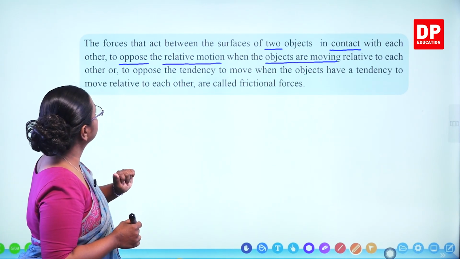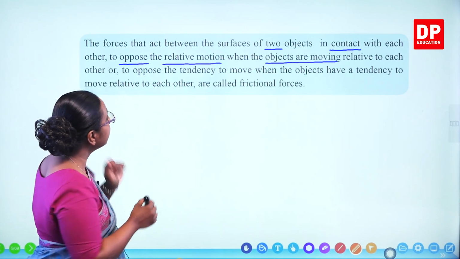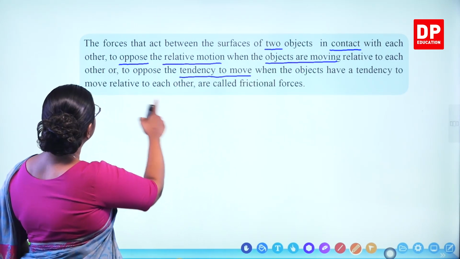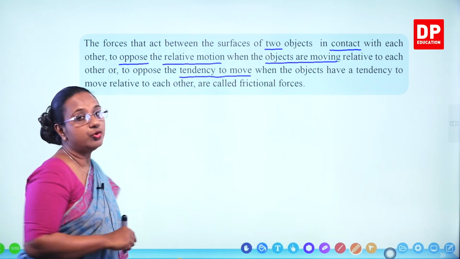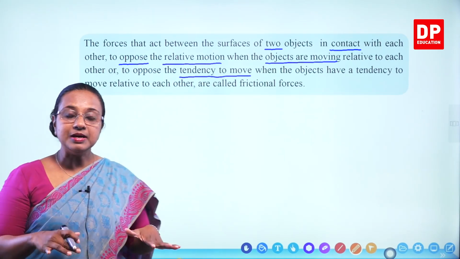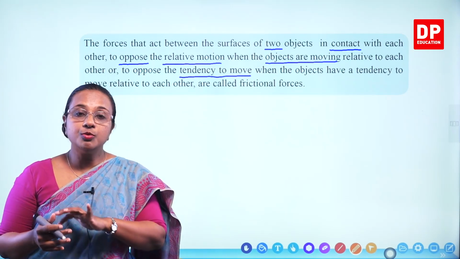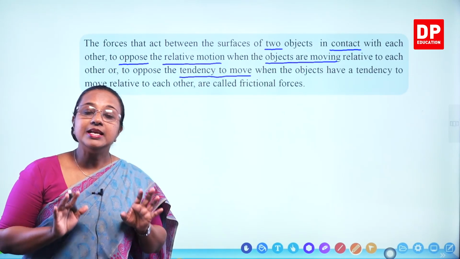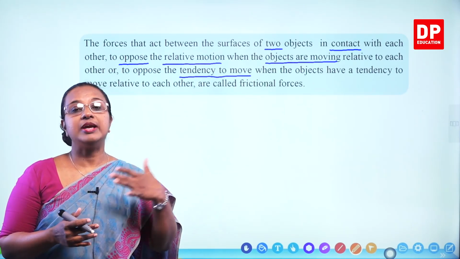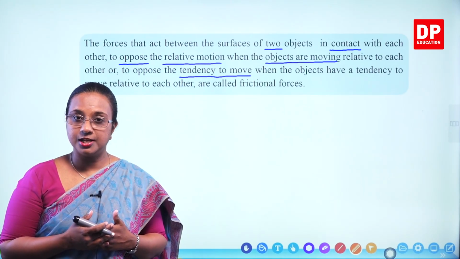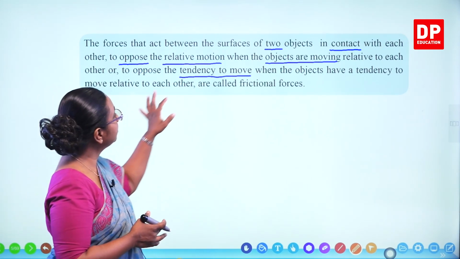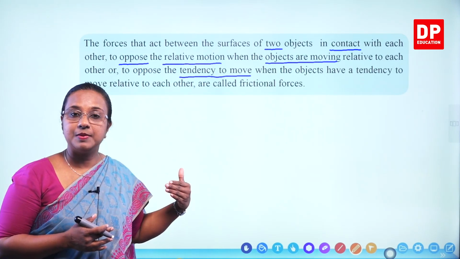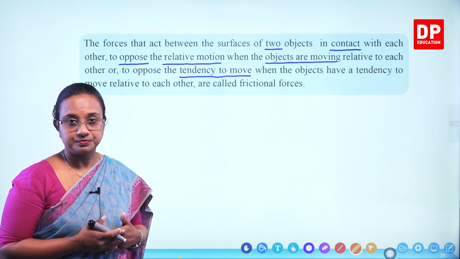And the second part, to oppose the tendency to move, when the objects have a tendency to move relative to each other. The table has the tendency to move relative to the floor. So, when it is trying to move, the floor is exerting the frictional force. So, this full definition includes both the examples that we saw before.